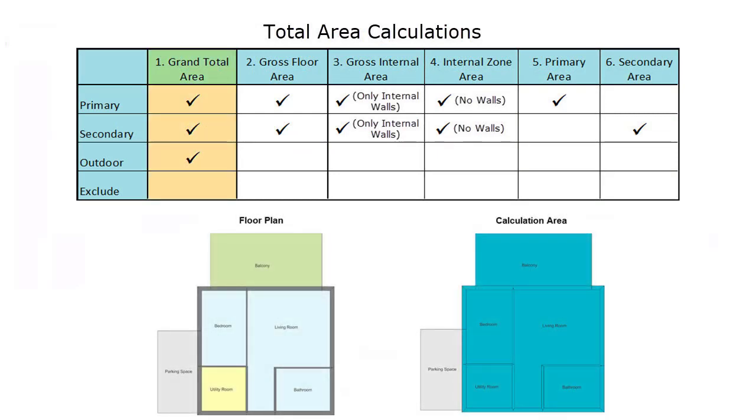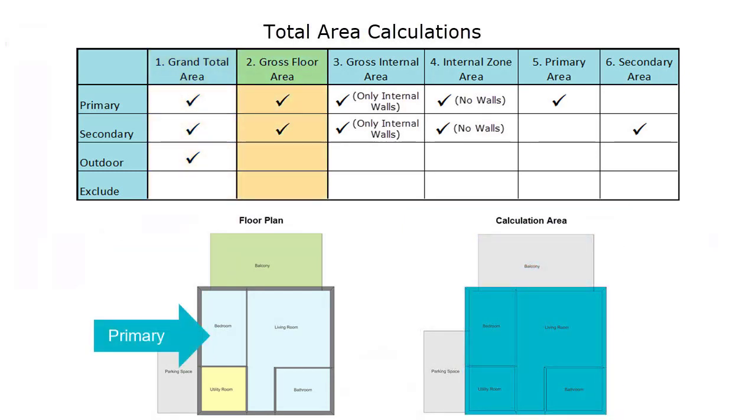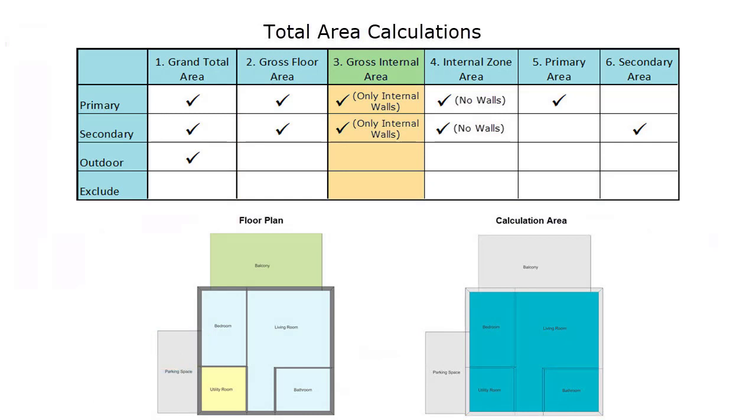Grand total area sums all zones with area types primary, secondary, and outdoor, and all walls, like this. Gross floor area sums area types primary and secondary and all walls. Here it is. Gross internal area sums primary and secondary and just the internal walls.